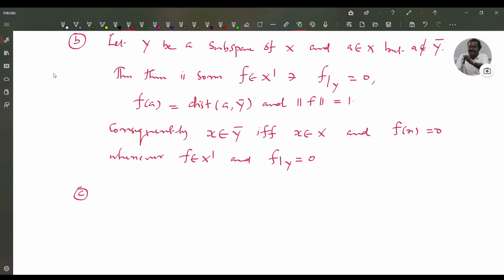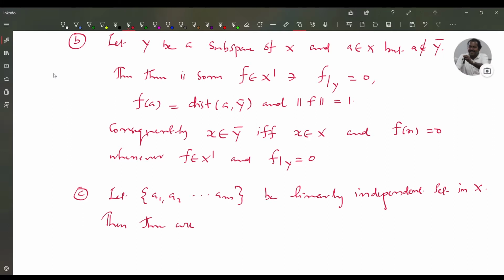C. Let a1, a2, etc., am be a linearly independent set in X. Then there are f1, f2, etc., fm in X* such that fj of ai equals delta ij for 1 less than or equal to i, j less than or equal to m.